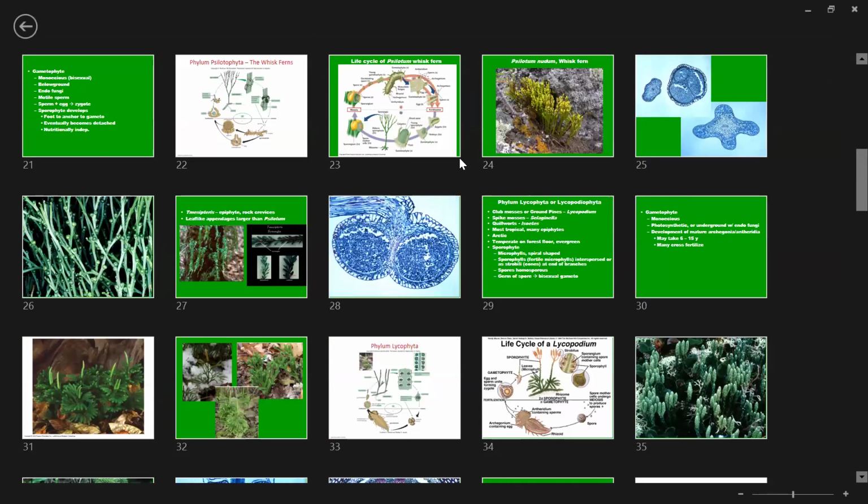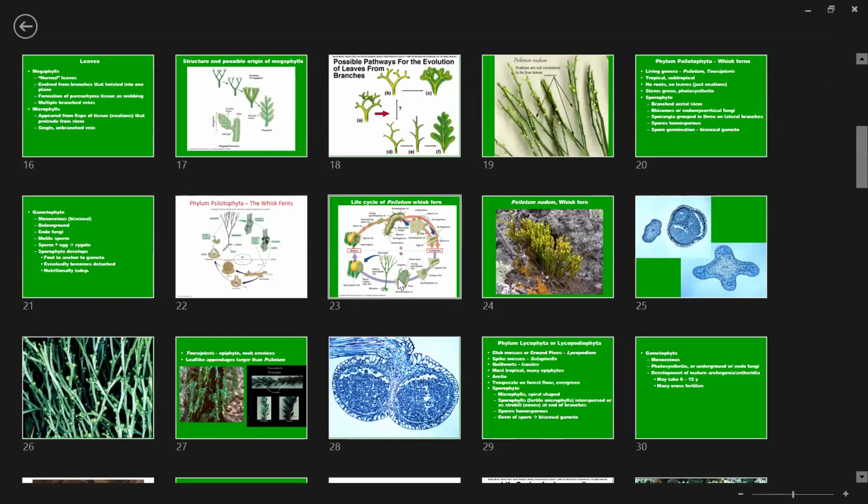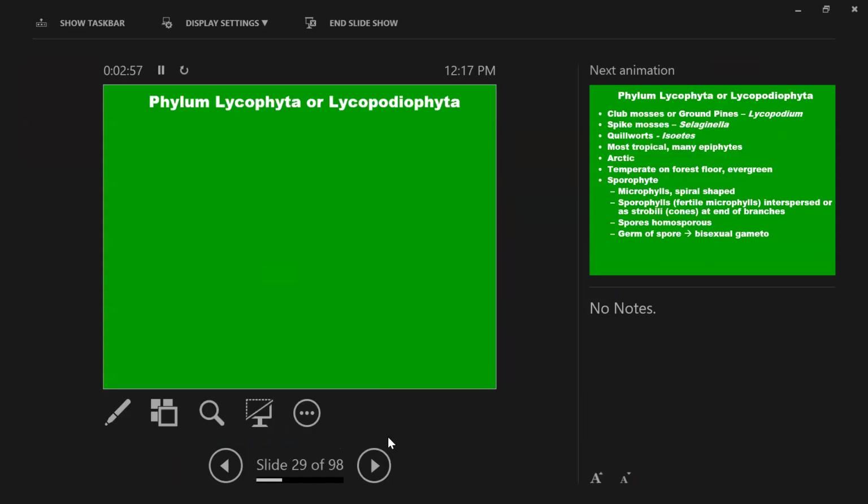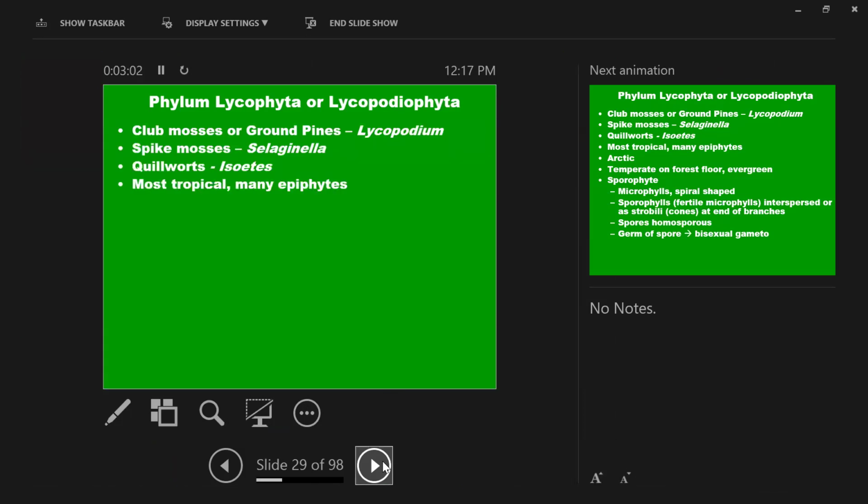Any other questions on the seedless vascular plants? For example, with the phylum Lycophyta, the three groups here: club moss, ground pine, spike moss. I usually refer to them with their common name on the exam. So I might ask, what phylum do the spike mosses belong to, or the club moss, the ground pine, to pick from the multiple choice.